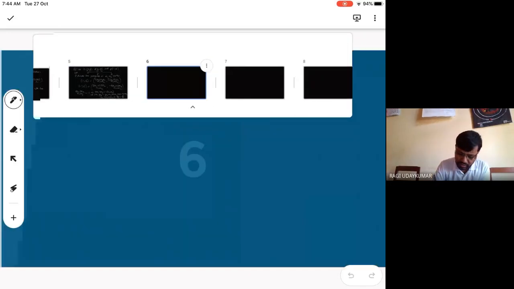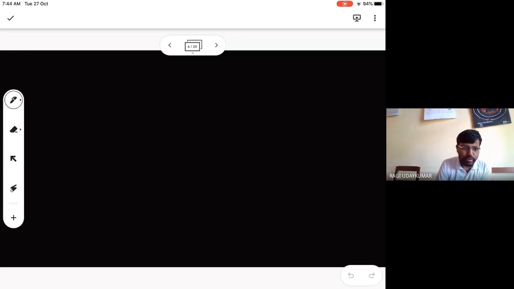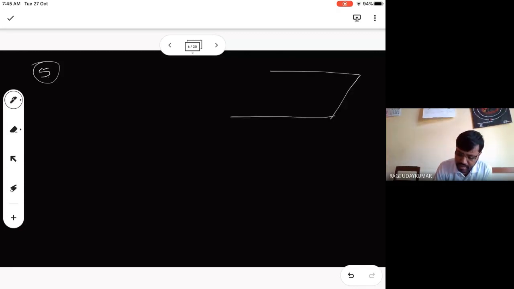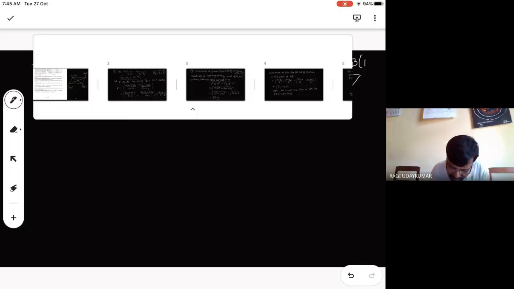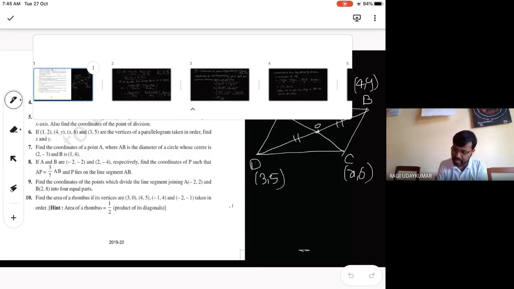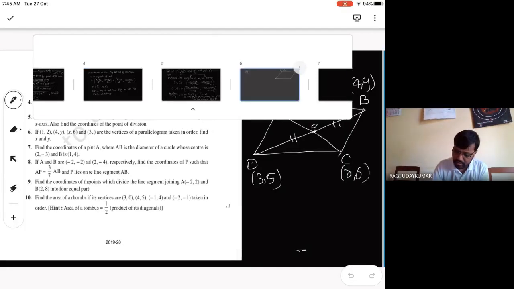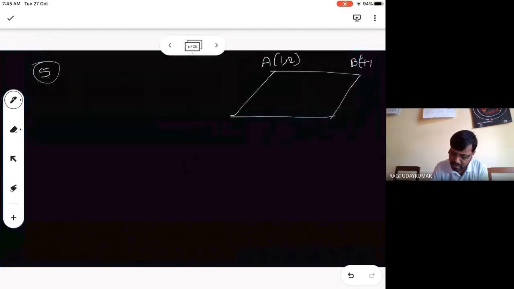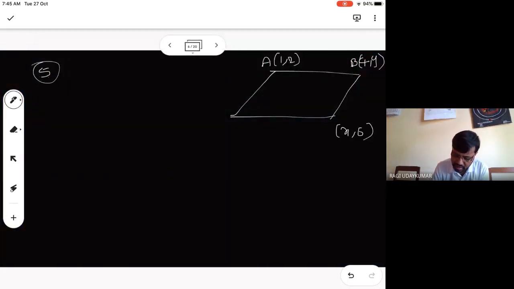So I'm going to explain to you. This is a little bit important problem also. The coordinates are given to you. A is 1 comma 2. B is what are the coordinates given? B is 4 comma y. Order, in the what order it is given, that order only how to take it to consider. 4 comma y, x comma 6, 3 comma 5. So this is C and this is D.